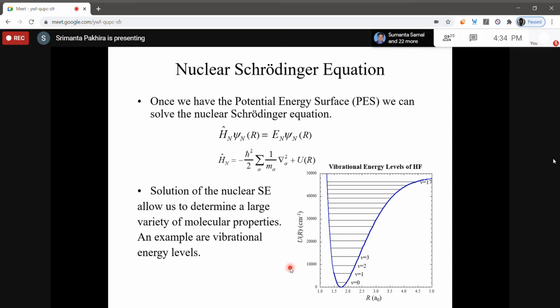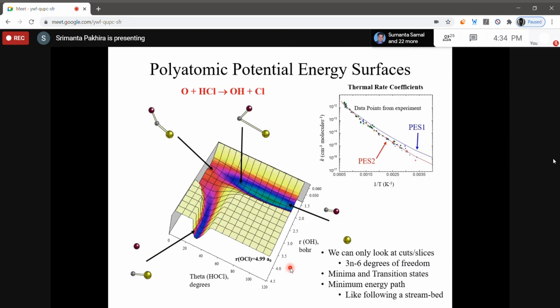This is how the nuclear Schrödinger equation works, but our focus will mostly be on the electronic part when we are dealing with quantum mechanics. Here you can see one example of a potential energy surface for a reaction: nascent oxygen with HCl, which forms OH plus Cl. If we plot this in bond coordinates in 3D, we see such a curve. In this region oxygen and HCl are together and form a weak bond, then this is the transition state, and after that it forms the products.